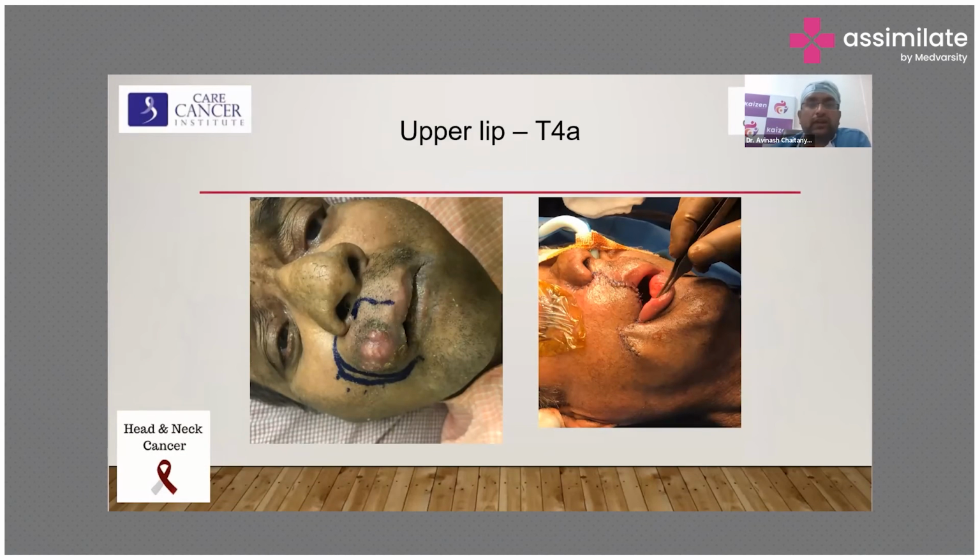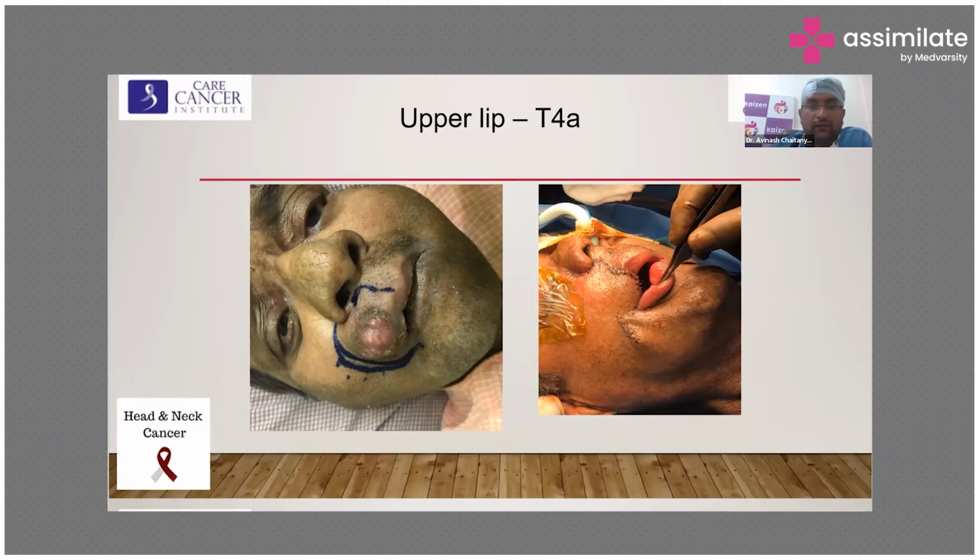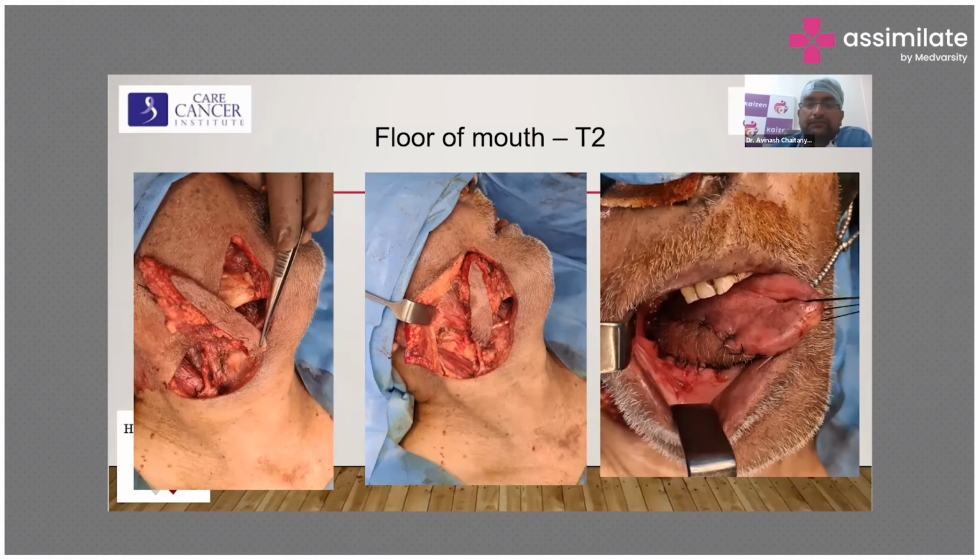So this is a T4A upper lip tumor. We did a local advancement flap. Only the advancement flap was done and the defect was covered. The main advantage was that it reduces the morbidity of reconstructive procedures, and because it is the upper lip, it may look a bit different in the post-op period, but overall after it heals, it becomes much better and it maintains the competency of the oral cavity.